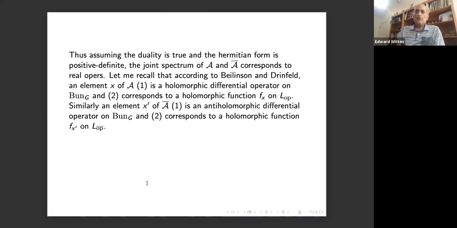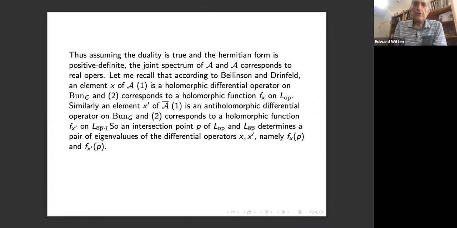So let me recall that according to Beilinson and Drinfeld, and as also follows from this gauge theory picture, an element X of the algebra A has two interpretations. It's a holomorphic differential operator on the moduli space for G, and it corresponds to a holomorphic function f sub x on the variety of O-pairs of the dual group. Likewise, an element X prime of A bar is an anti-holomorphic differential operator on the moduli space for G, and corresponds to a holomorphic function f sub x prime on the O-pair bar, on L O-pair bar.